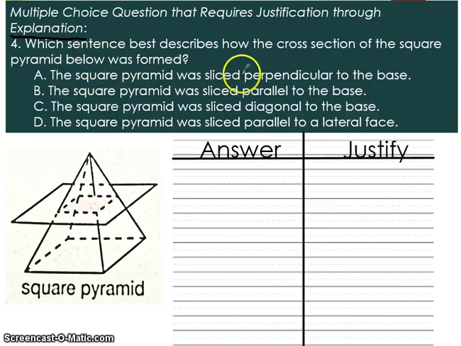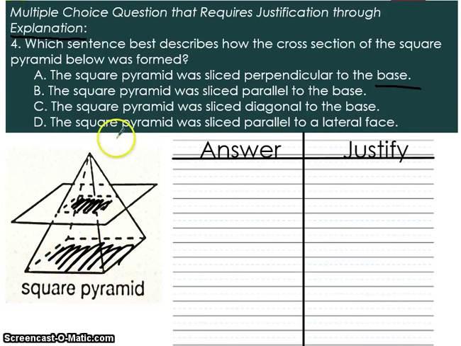The square pyramid was sliced perpendicular to the base. The square pyramid was sliced parallel to the base. The square pyramid was sliced diagonal to the base. The square pyramid was sliced parallel to a lateral face. Base is the bottom of the figure, so you're looking at this right here. The slice is this piece right here. You can see that they're parallel to each other. Now, you can talk about what parallel means. If they continued, would these two sections ever cross? No, they're parallel to each other. So for number 4, our best answer is B.